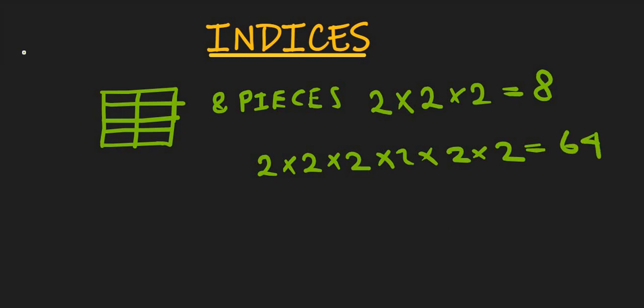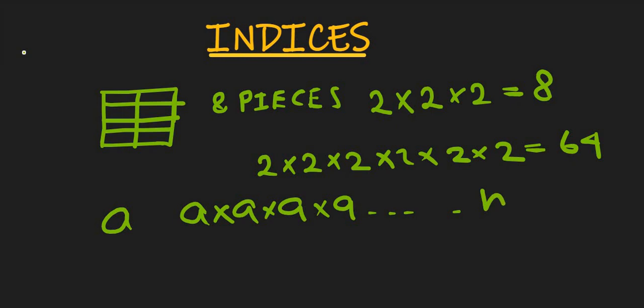Now writing 2 into 2 endlessly is not only time consuming but also a waste of space, as well as impractical. This is where the indices come in. Let's define an index as follows. Let's say we consider number A and we repeatedly multiply A into A into A into A, and it goes on until the end number.